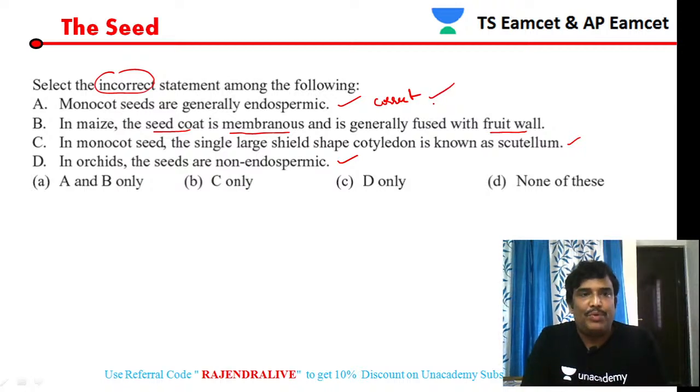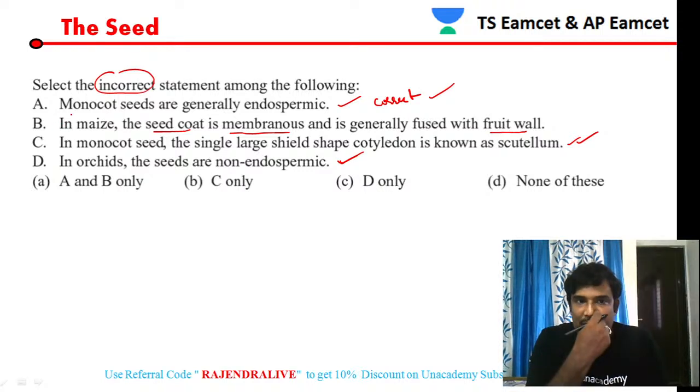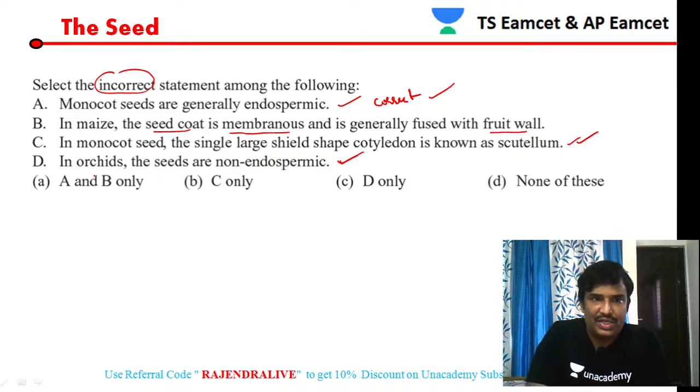Then in maize, the seed coat is membranous and generally fused with the fruit wall. In a monocot seed, the single large cotyledon is called the scutellum. That is the right statement. Orchid seeds are also non-endospermic, that is the right statement. The question is asking which is the incorrect statement. D is no doubt correct, A is also correct, so we are left with B and C.